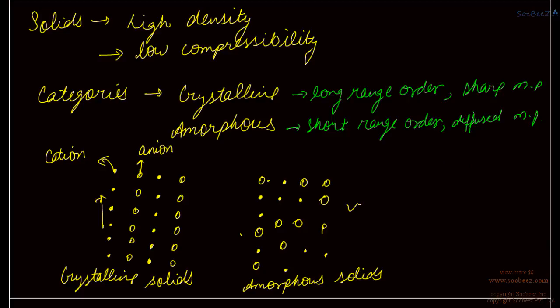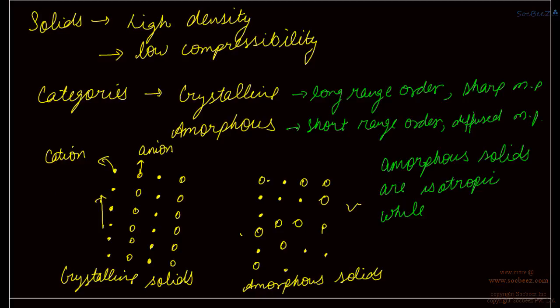There is another property: crystalline solids are anisotropic, while amorphous solids are isotropic, like liquids and gases. For example, glass. Isotropic means that the value of any physical property, like refractive index, conductivity, etc., measured in different directions is the same, since they are homogeneous. Hence we can write that amorphous solids are isotropic, while crystalline solids are anisotropic.